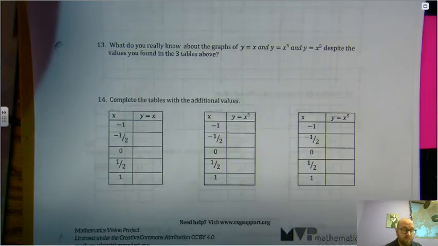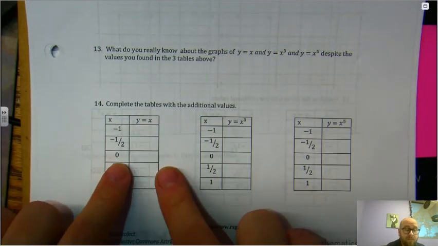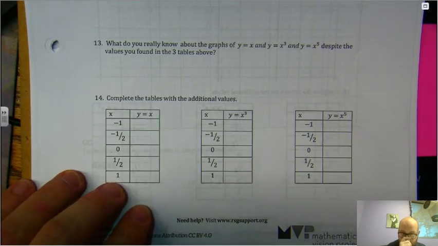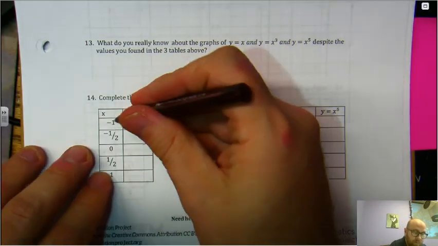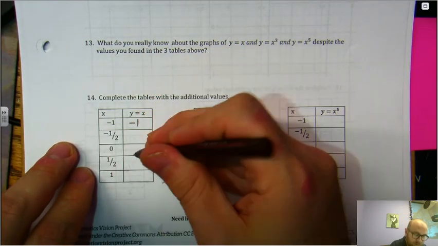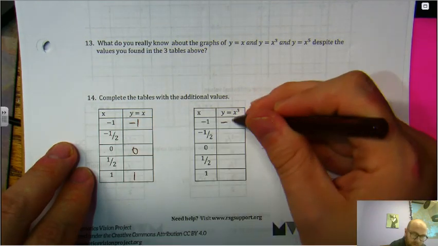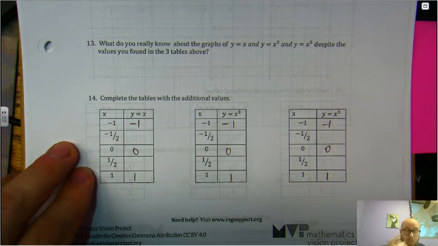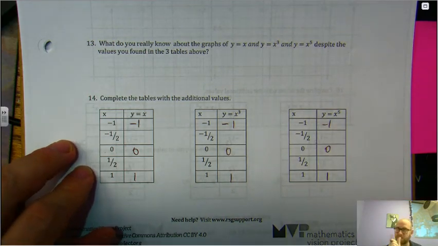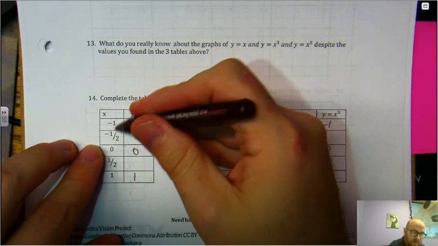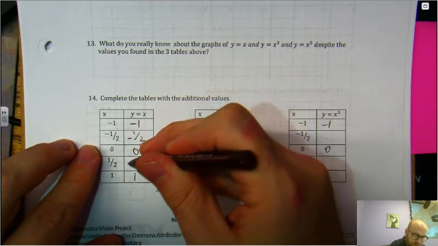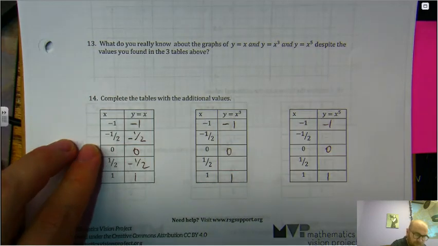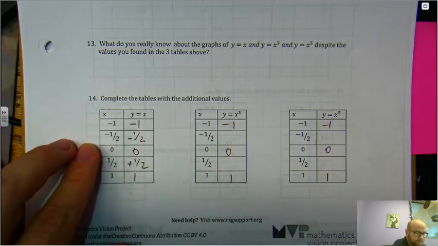When we look at number 14 here, we're going to be adding additional values. Okay? Now, we know negative 1, 0, and 1. But what happens when we do the numbers in between 0 and 1 and 0 and negative 1, right? Negative 1 half, well, this will just be the same, right? These are just the same. Whoops, that's a positive 1 half, my bad.